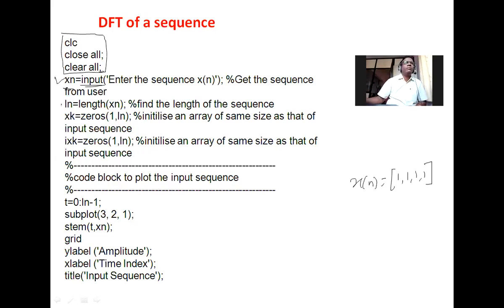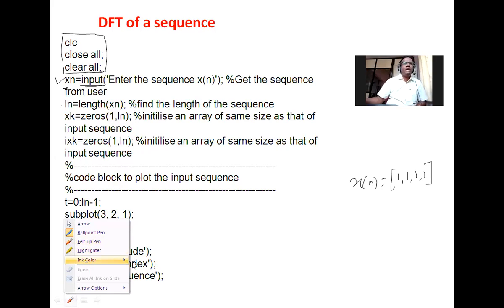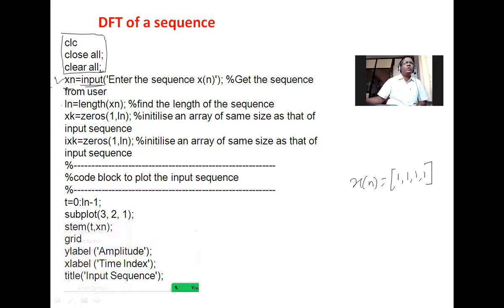We need to decide about the length of the input. How are you deciding the length of the input? We are deciding the length of the input based on the input sequence. What is the length of this sequence? Can someone tell me, for the sequence I have written here, what is its length? 4. It is 4, right? So what do we have to write here? The length of the sequence, we are writing it as 4.